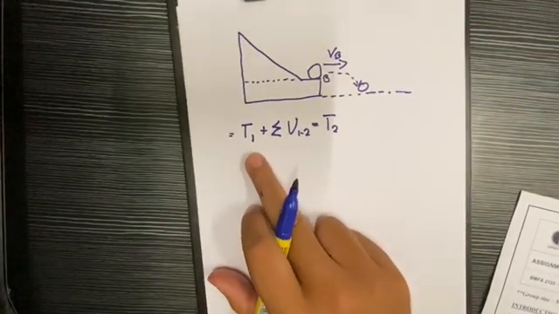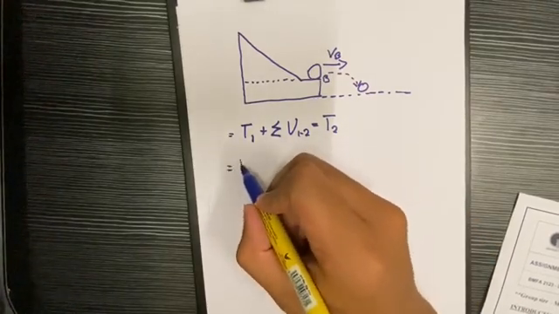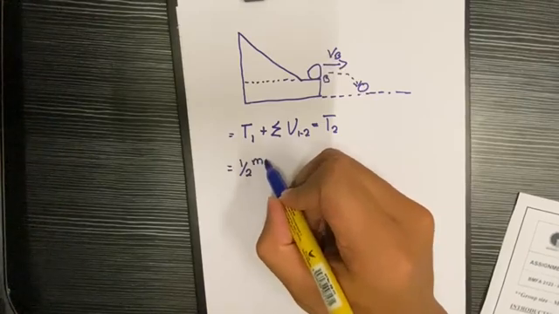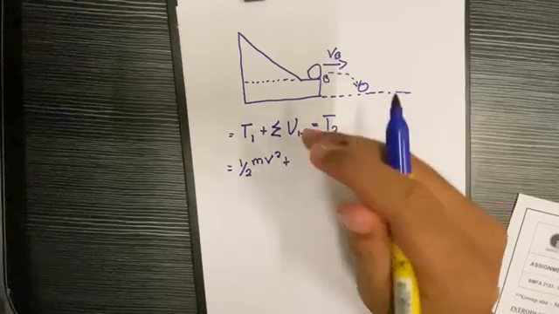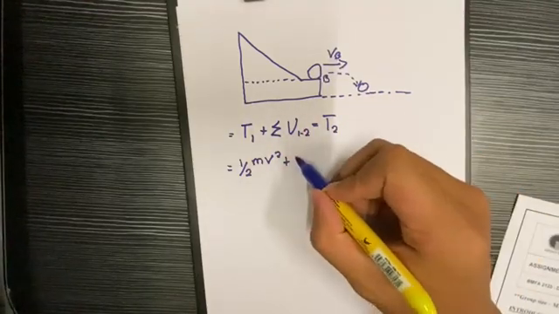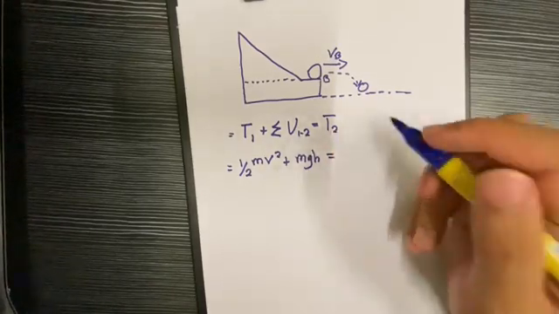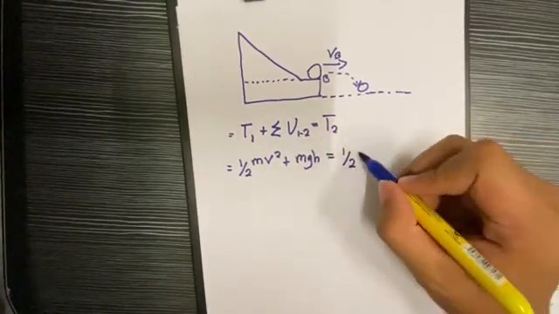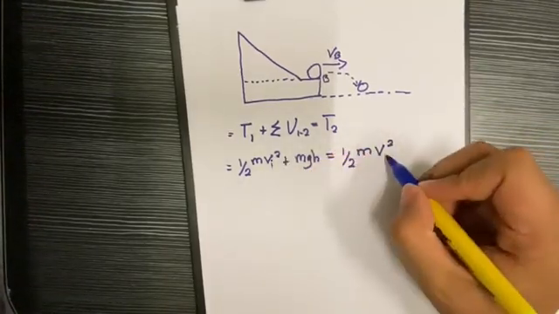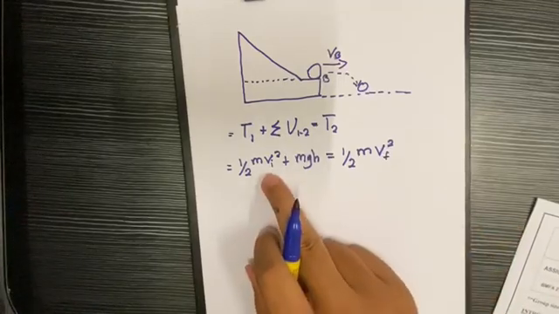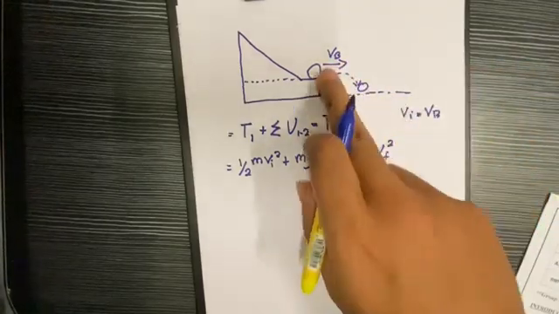T1 is kinetic energy, so kinetic energy is half mv squared plus total work done. The total work done here is potential energy, so we use mgh equal to the kinetic energy, half mv squared. This is initial and this is final, so we take V initial equal to VB here.